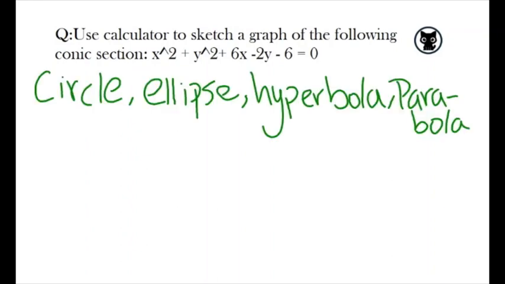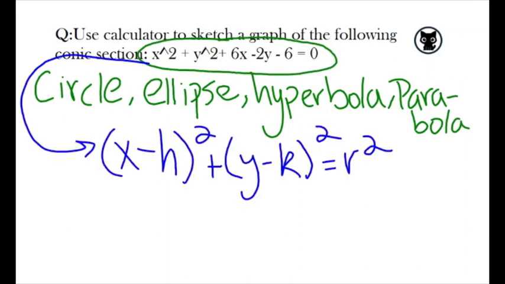Our TI-84s know 4 different types of conics: circles, ellipses, hyperbolas, and parabolas. We know that the equation given is a circle equation because it follows the form (x minus h) squared plus (y minus k) squared equals r squared.